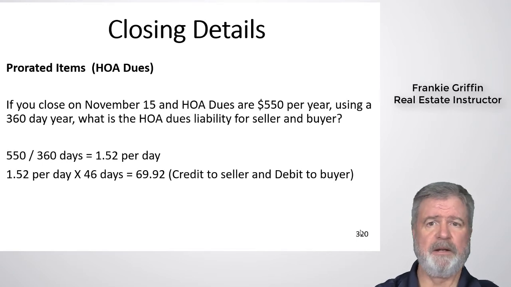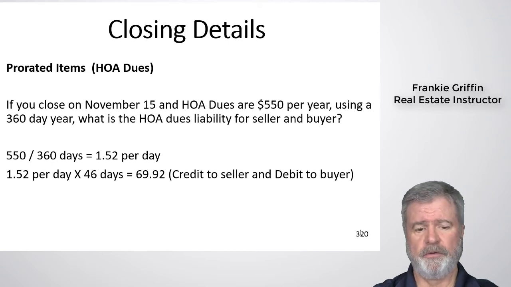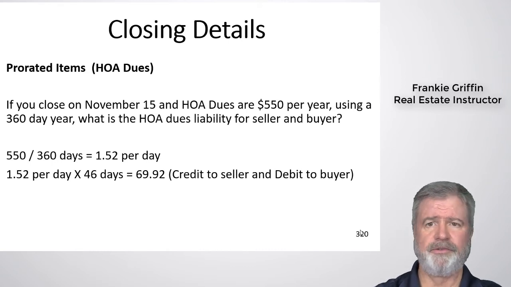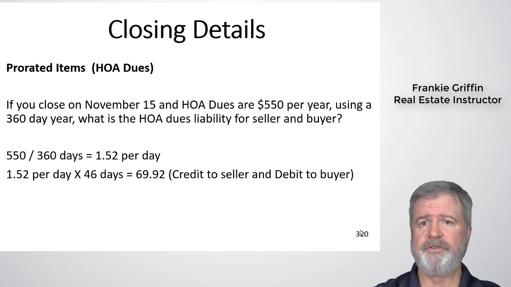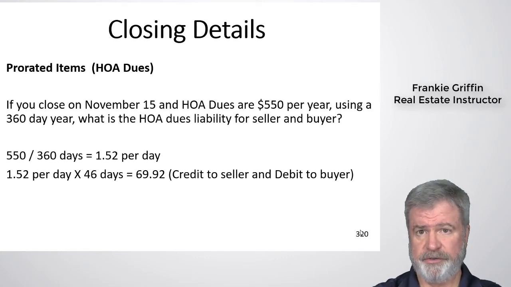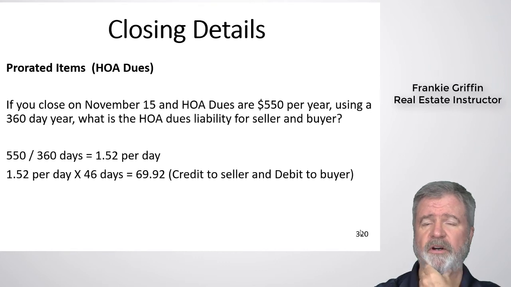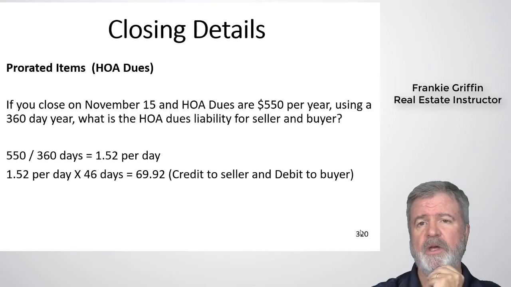I don't know how to make it any more clear or easier than that. Then you just got to do the math, and I'm telling you, this is not hard math. You just got to figure out whatever it is you're prorating, how much is it going to be per day. If you know the annual amount, divide it by 360. That's how many days we're using per year, and there's your daily amount.